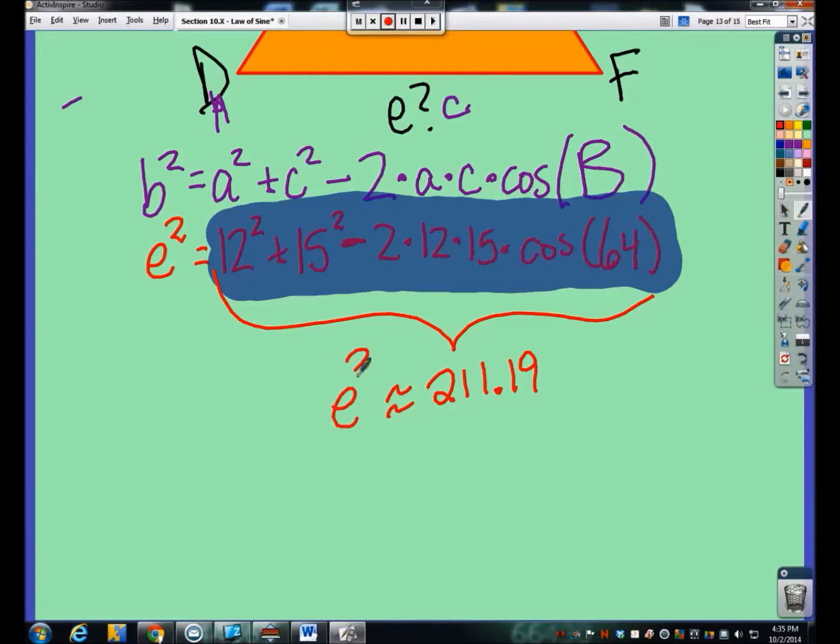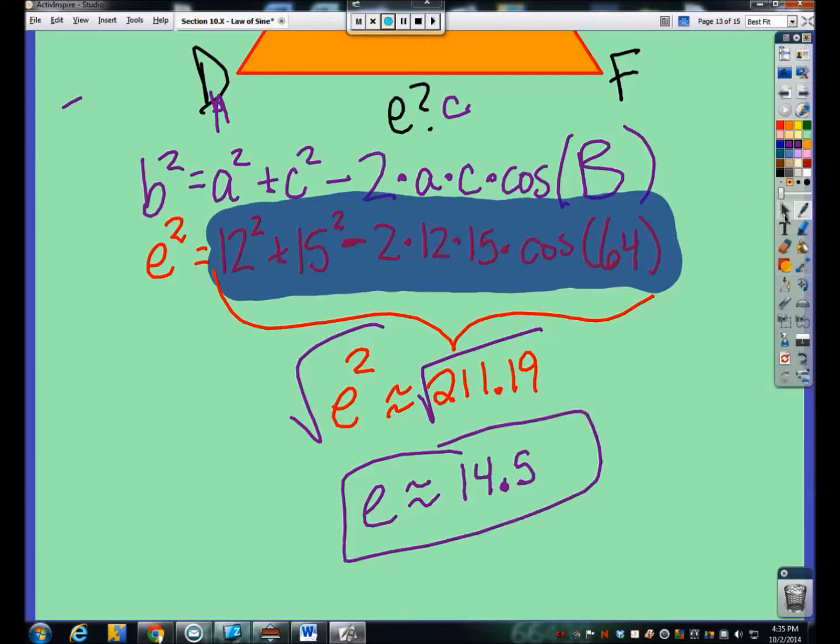Now that is e squared. So if I'm going to get e, I got a square root. So e is approximately the square root of 211.19, 14.5, and let's just say I go to 1 decimal point this time. E is about 14 and a half, okay? Or it's 14.53, however many decimal places you want to go to, but at least do 1. There's the length of E.